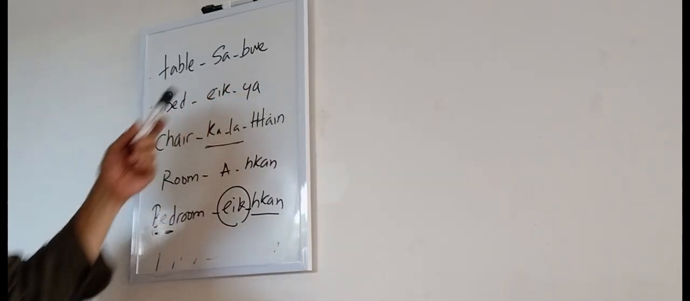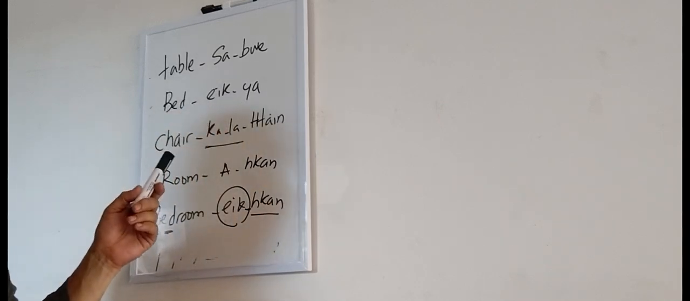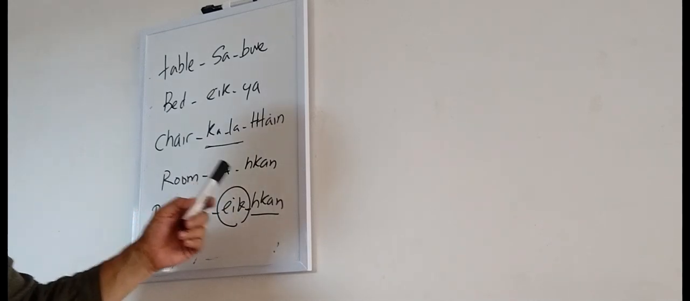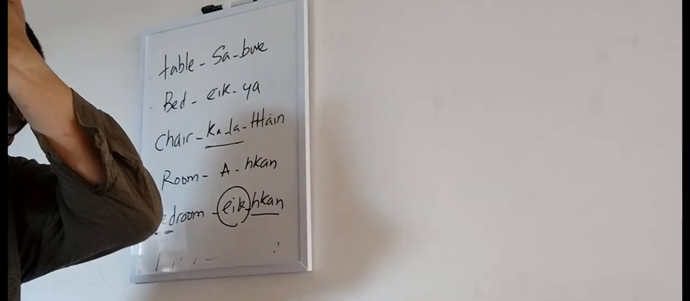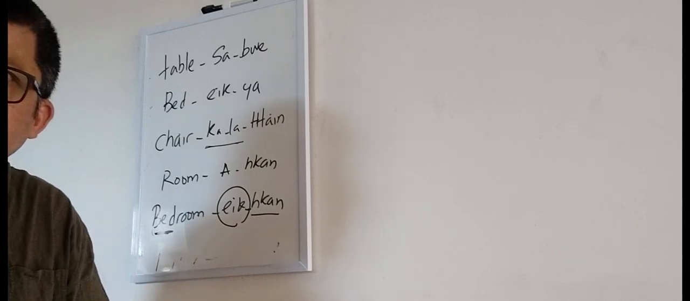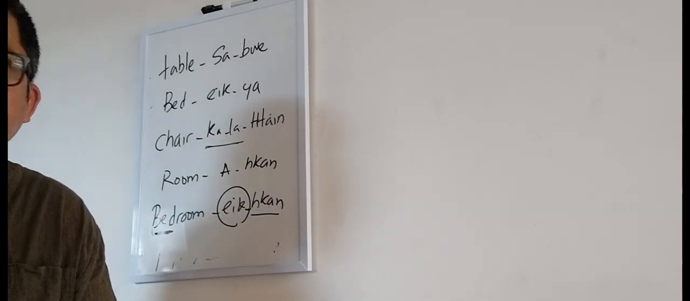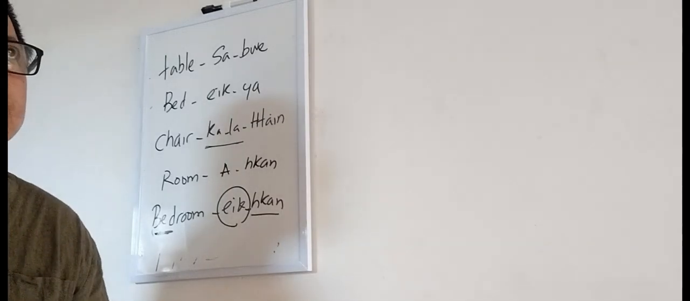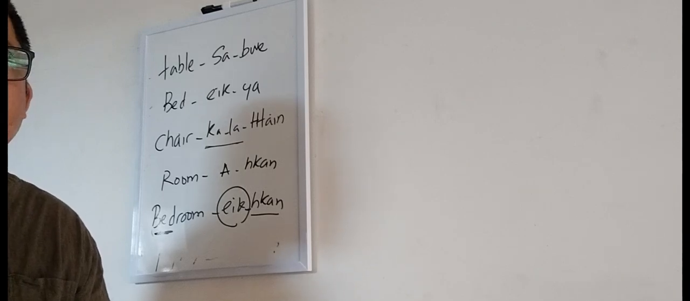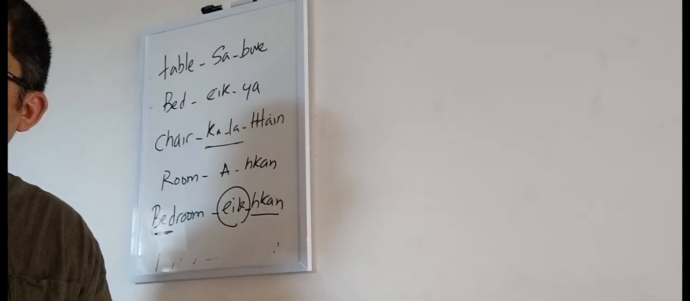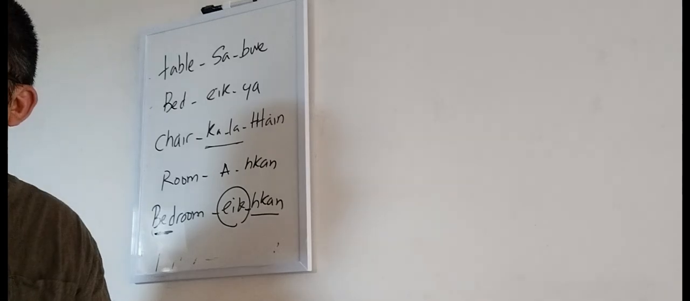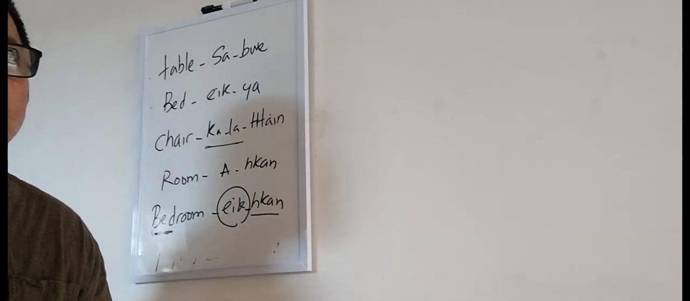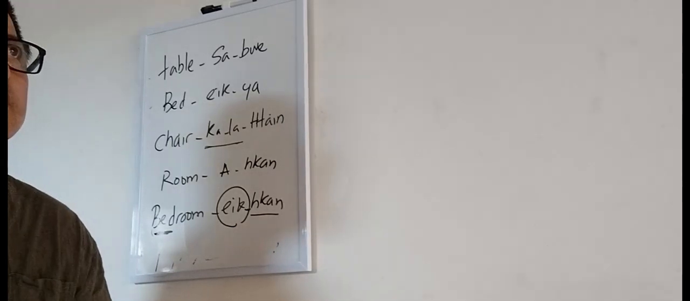Okay, so table, zabwe; bed, eya; chair, kalatai; room, a can; bedroom, 8 can. So today's vocabulary that we cover is telephone, eyeglasses, Myanmar, many, Paisan, photograph, double, camera, paper, saku, table, Zaboye, bed, the place where you sleep, Aya, chair, Kalatai, room, a can, bedroom, a can.